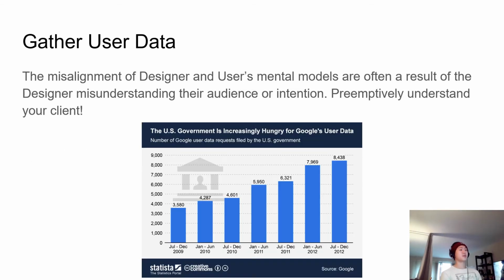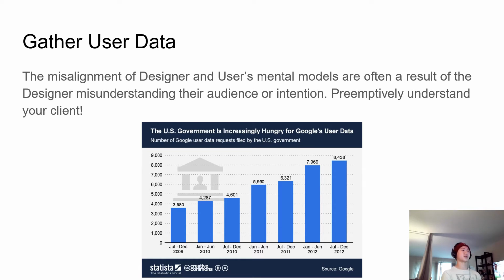So at the top of the list is gathering user data. I think that that's kind of strategic in that if you understand your user, most of your mistake basis will be removed. And as the chart shows, it's a lot of government inquiries into Google data because it's very important to understand your clientele, which to the government is all of the United States citizens.